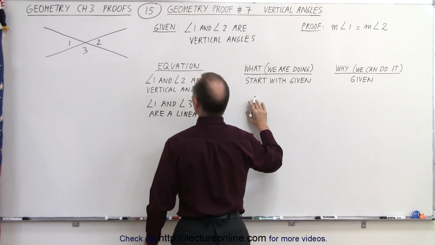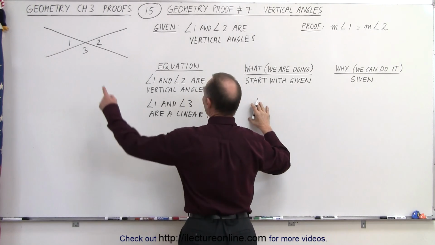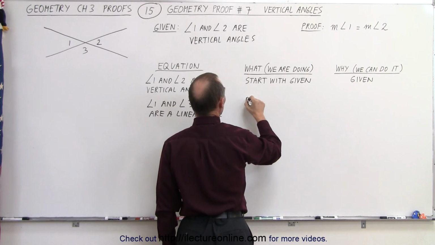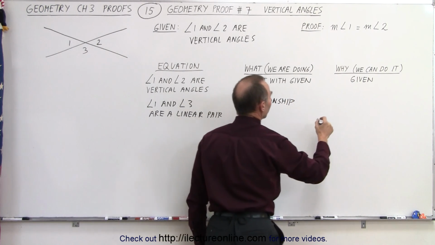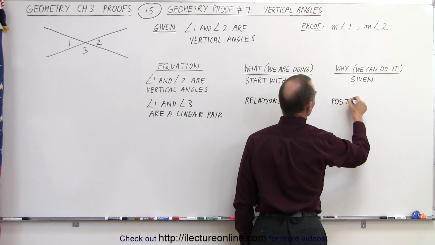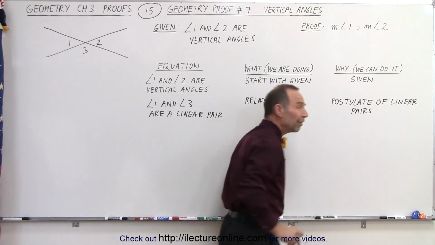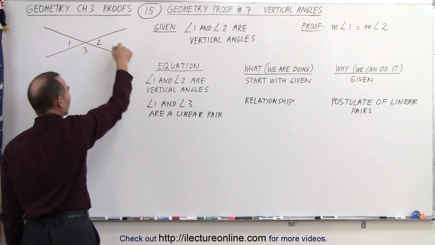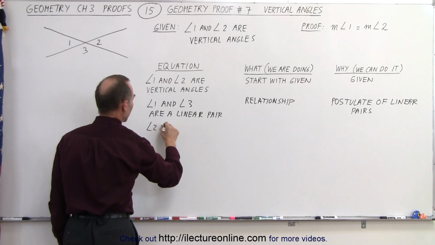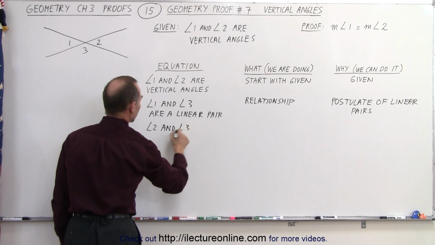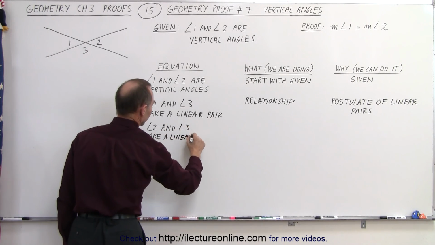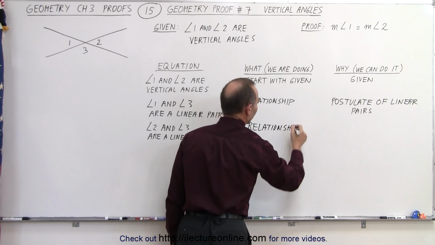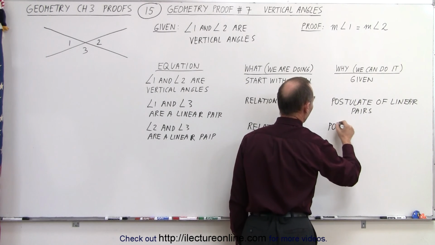What we're trying to do is find some way of comparing angle 1 and angle 3. So we're trying to find a relationship, and we're allowed to do that by the postulate of linear pairs. In the very same fashion, we can do that with angle 2 and angle 3. Notice that they also form a linear pair. Therefore, angle 2 and angle 3 are a linear pair. Again, we're trying to find the relationship between the angles, and we're justified because we're using the postulate of linear pairs.